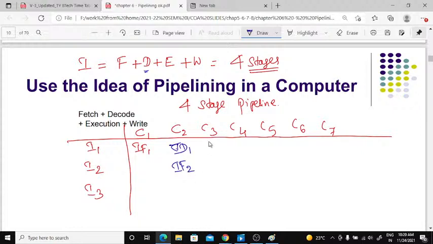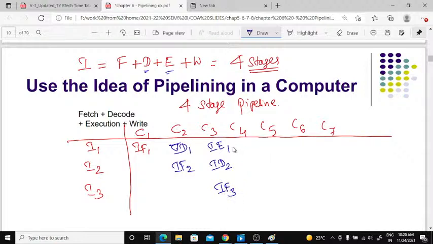Now in the third clock cycle comes the execution stage. So the first instruction is in the execution stage. At the same time, the second instruction will go to the decoding stage and the third instruction will be fetched.